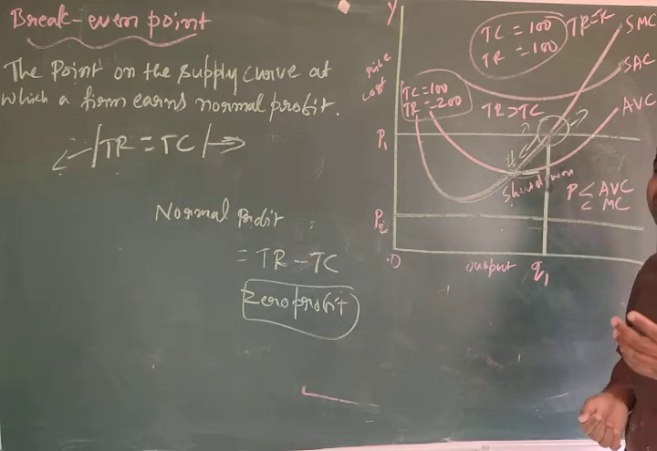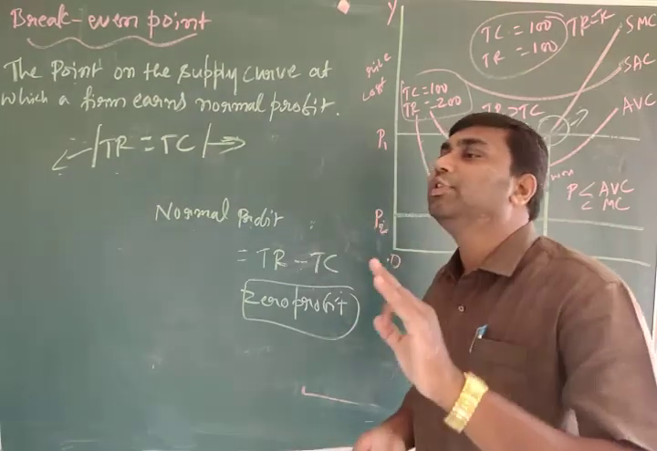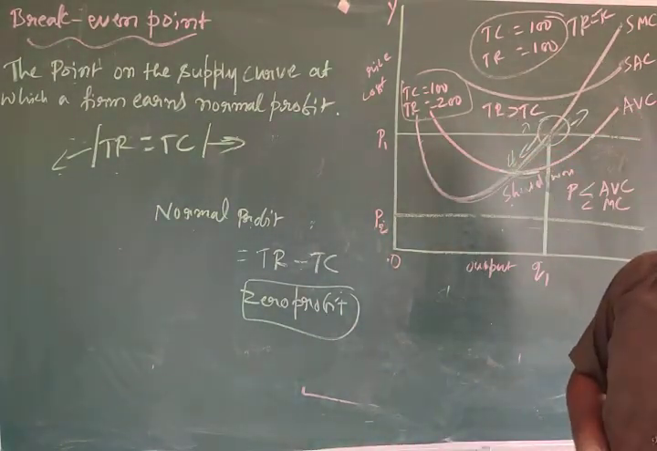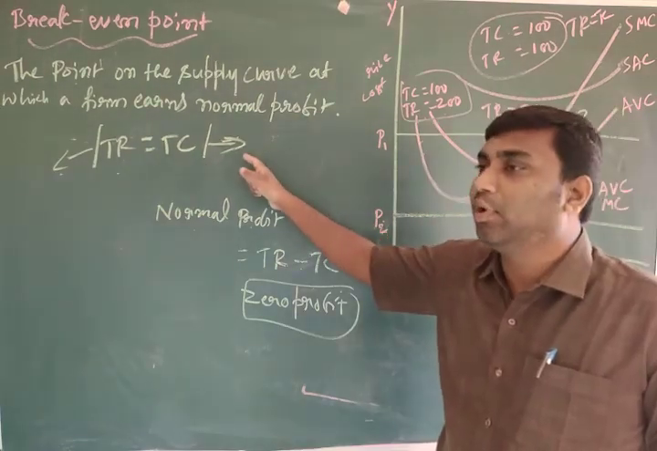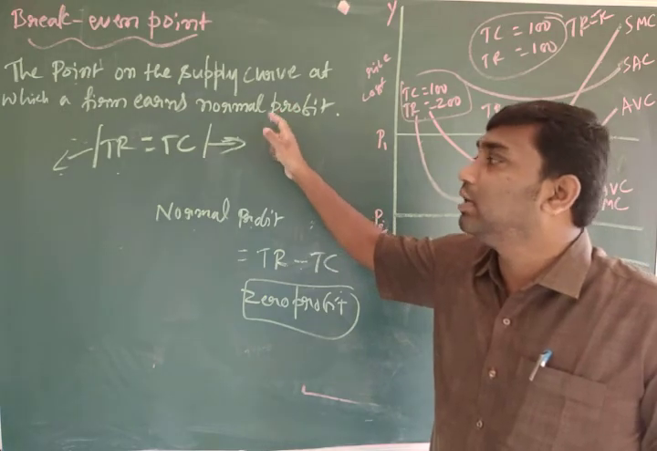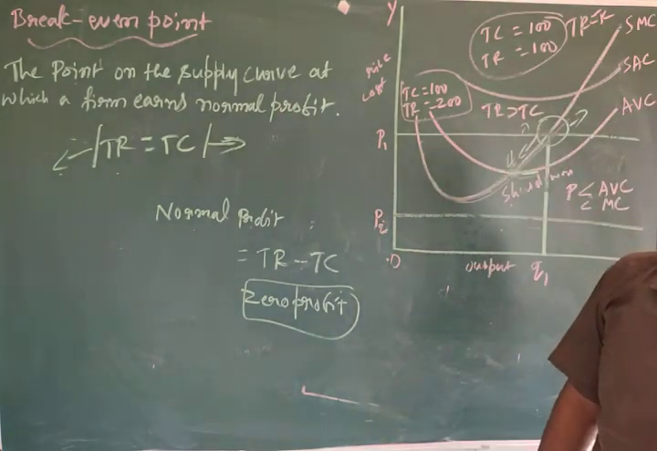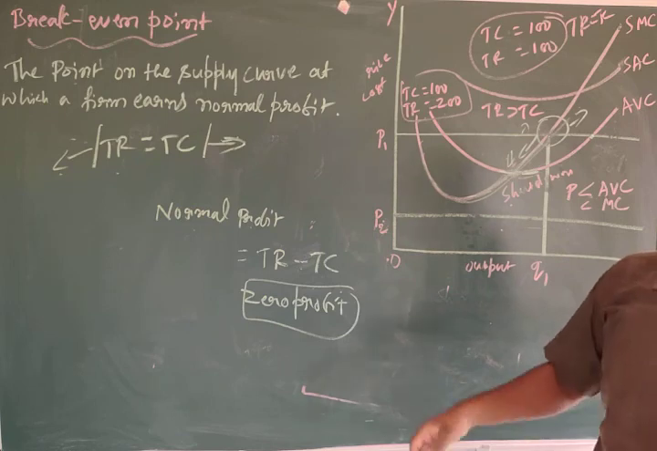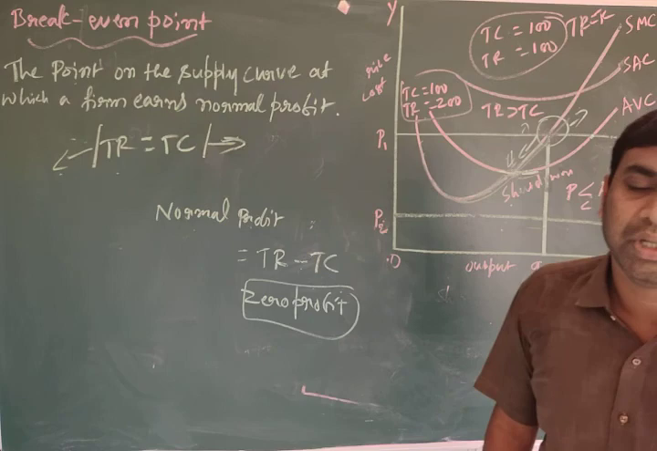Next one, break-even point. Break-even point is the point on the supply curve at which a firm earns normal profit. The formula for break-even point is TR equals TC. The firm's total revenue should be equal to the total cost. There is no profit, there is no loss. Okay, up to this break-even point. In the next class we will discuss opportunity cost.